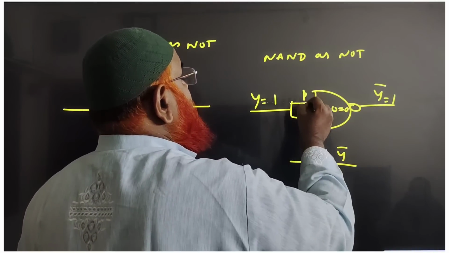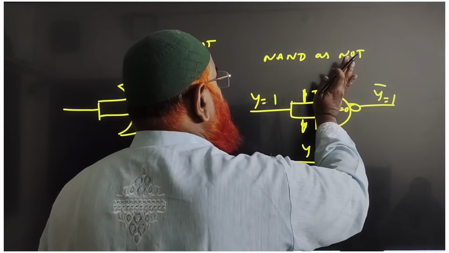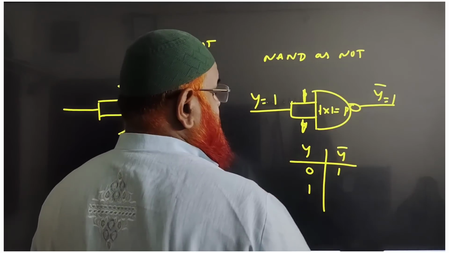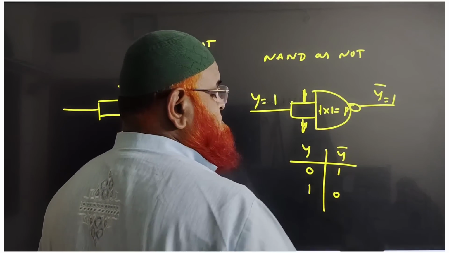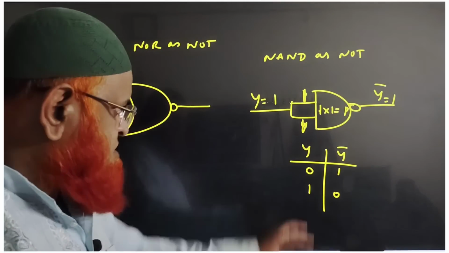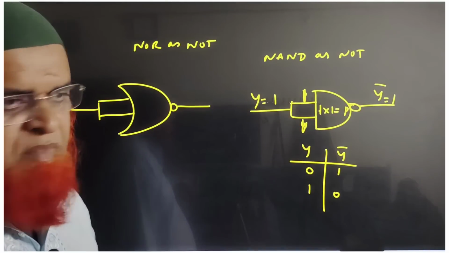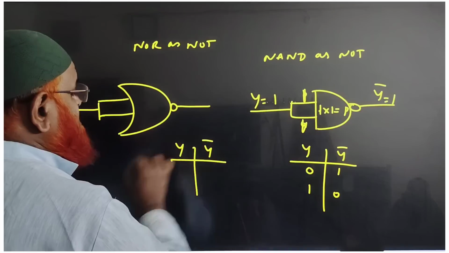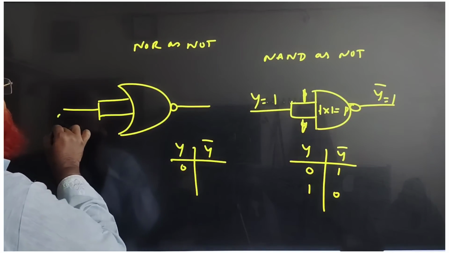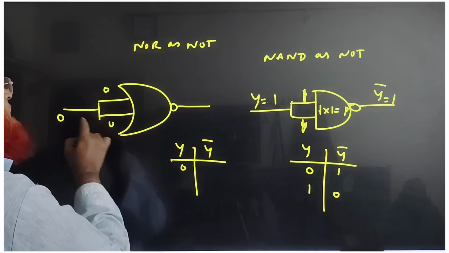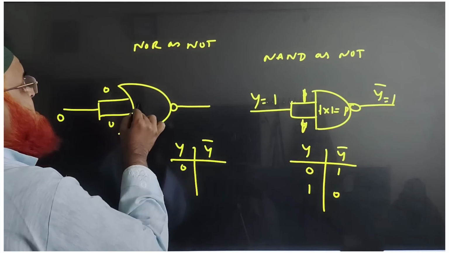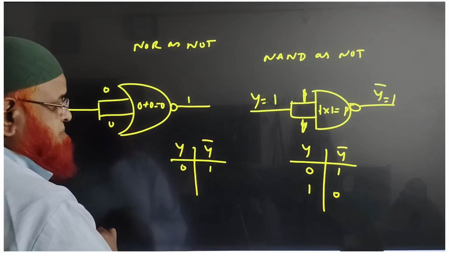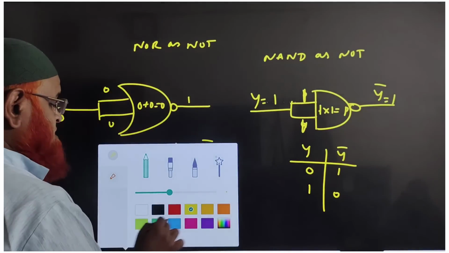So this is 1 and 1. 1 into 1 is 1. Bubble crossed, so 0. Structures are the same for both. Let us see whether this gate is acting like a NOT gate or not. Take 0, which means both are zeros; one input becomes two inputs. This is 0 plus 0 is 0. After crossing the bubble it is 1. Understood? Is it clear?